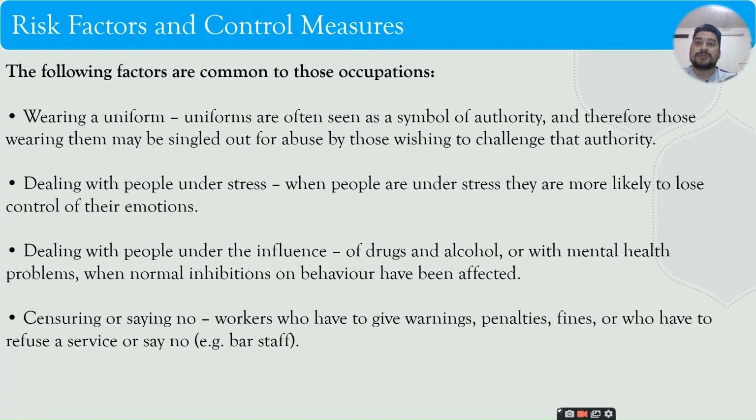Dealing with people under stress. When people are under stress, they are more likely to lose control of their emotions. They don't know what they are doing, and whoever comes into contact with them will face work-related violence. Dealing with people under the influence. When you have to deal with people who are under the influence of drugs, alcohol, or with mental health problems, where normal inhibitions on behavior have been affected, then the person dealing with them is at risk of work-related violence.